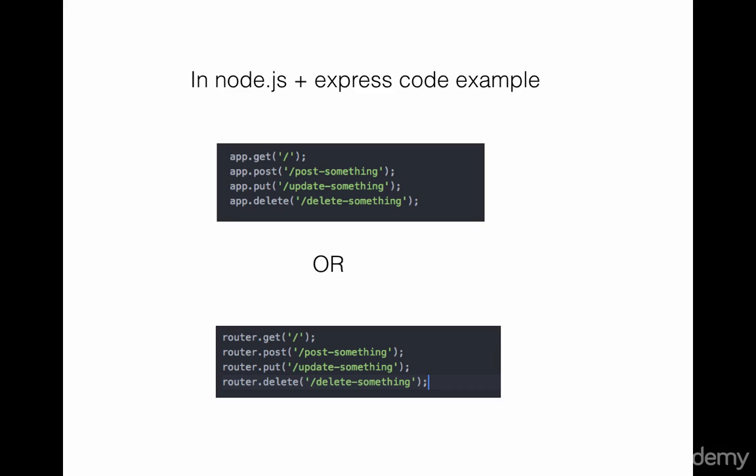So pretty much app.get, app.post. Pretty simple, right? There are two ways to write an HTTP method. It's either using app or router. But you don't need to understand the code for the time being. I just want you to see how we're actually going to implement it.